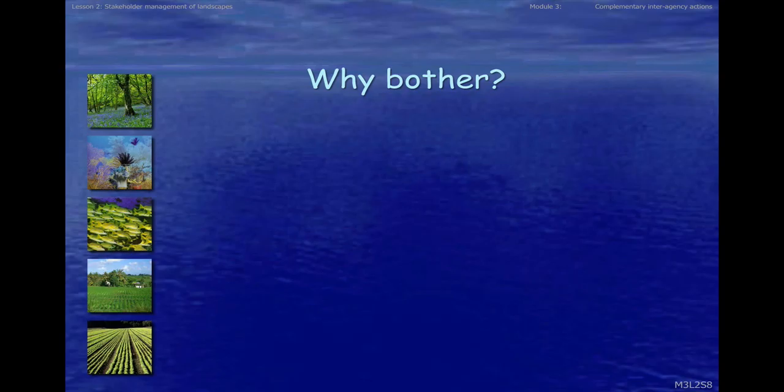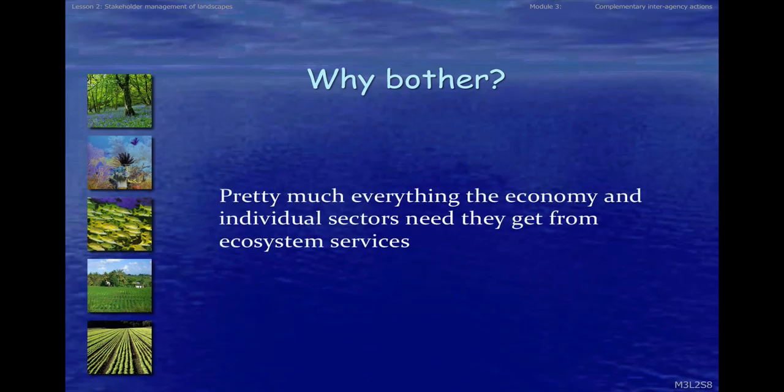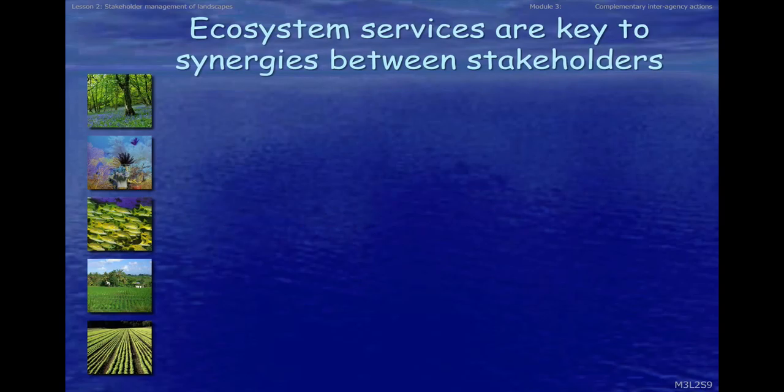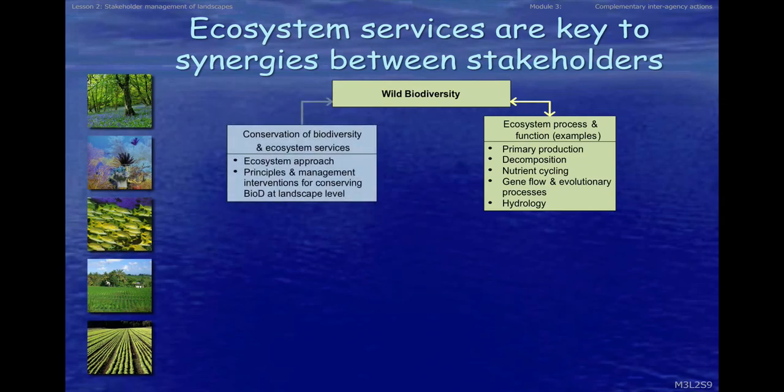You may ask the simple question, why bother? And its answer is that pretty much everything the economy and the individual sectors need, they get from the ecosystem services. So how can we motivate key parties to work together? The answer lies in ecosystem services. As previous lessons have explained, biodiversity supports ecosystem processes and function, which may be enhanced by our conservation actions, where key frameworks are the ecosystem approach and principles and management interventions for preserving biodiversity at landscape level.